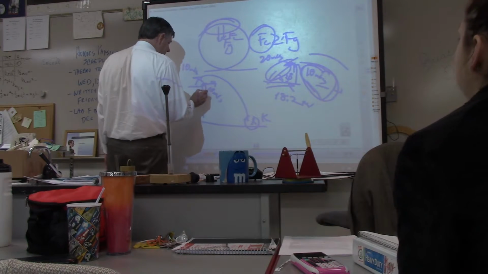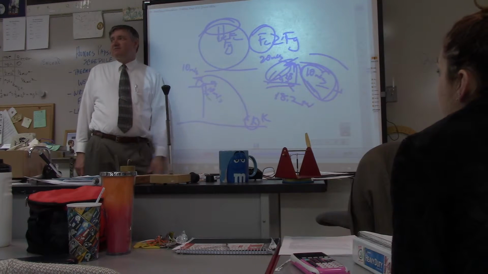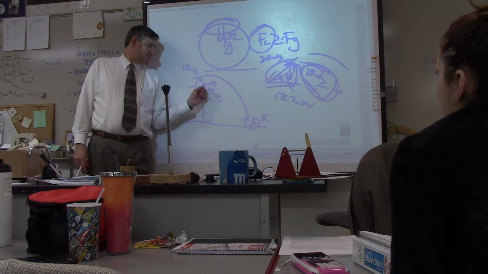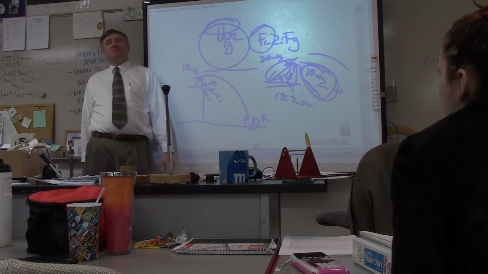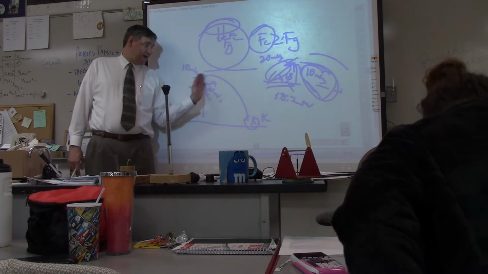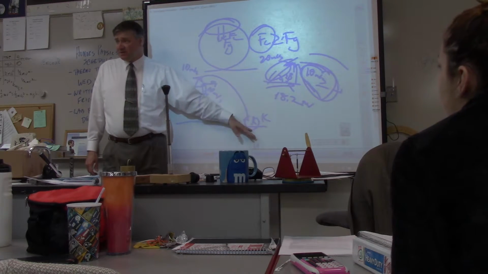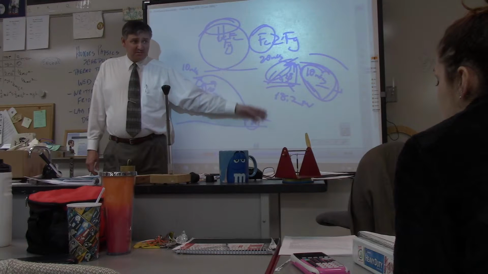What if I launch it straight down at 10 meters per second? It's going to land with the exact same speed. If I shoot it straight up and have it fall, it's going to land with the same speed. Is the angle going to be completely different? Yeah. Are your X and Y components going to be completely different? Yeah. But the overall speed is going to be the same.